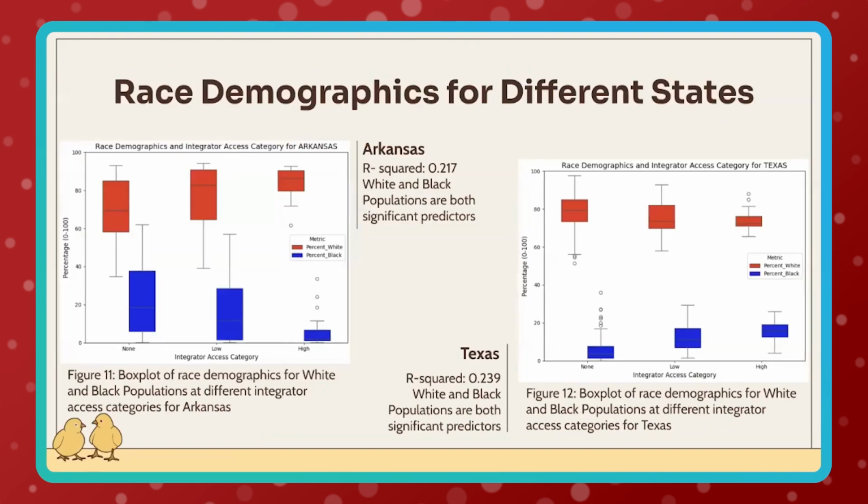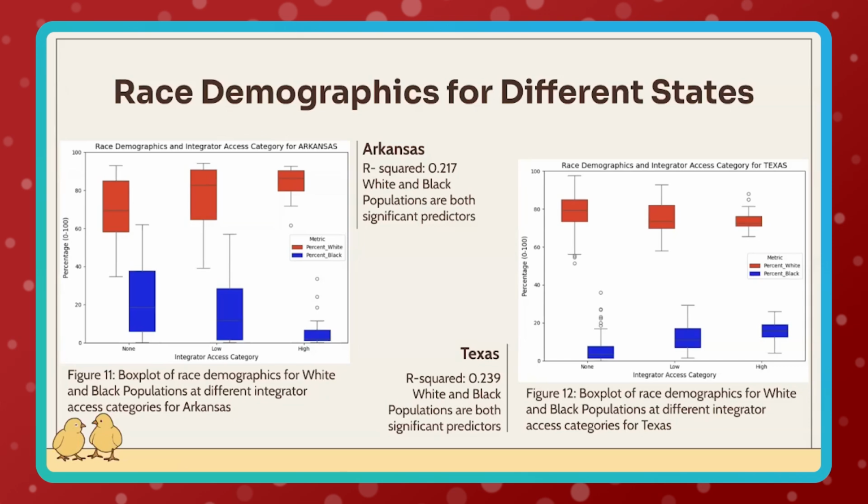We analyzed race demographics and integrator access in large poultry farming states, and we will look specifically into analysis for both Arkansas and Texas. In Arkansas, our model explained 21.7% of the variance, while in Texas, it explained 23.9%. These models capture trends but leave room for other factors like geography or infrastructure. In Arkansas, the Black population negatively correlated with integrator access, suggesting reduced access in areas with higher percentages of this group. In Texas, the correlation is positive, indicating better access in these areas.